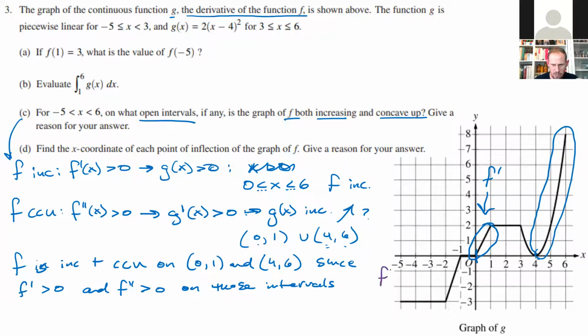So for f double prime, we'd have 0, and then it's increasing here, so it's positive. Then we have this 0 section, then it's increasing here, so it's positive. Then we have this other flat section, so it's 0. Then it's decreasing, so then it's negative, and then it's increasing, so that means it's going to be positive.